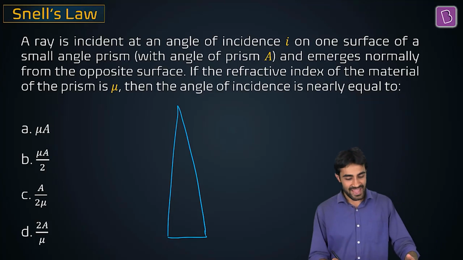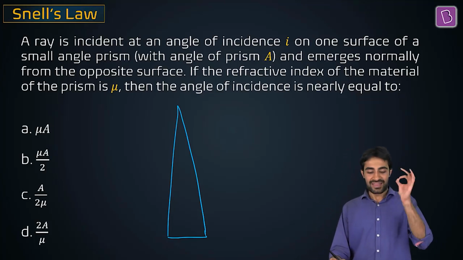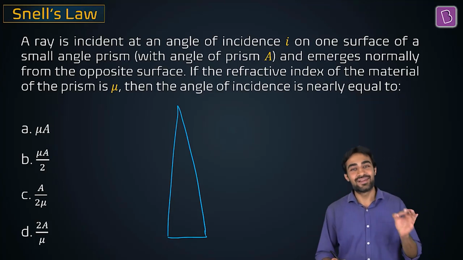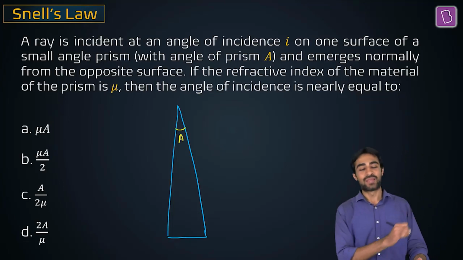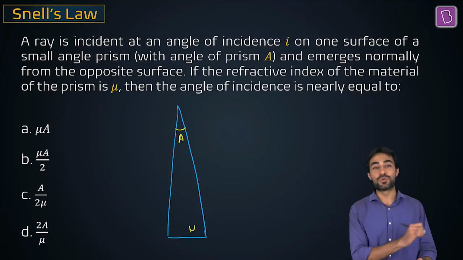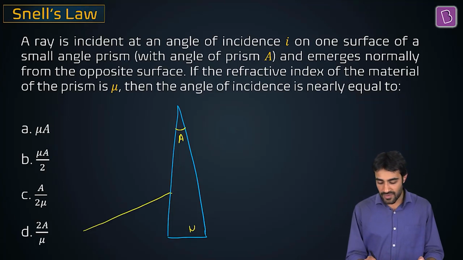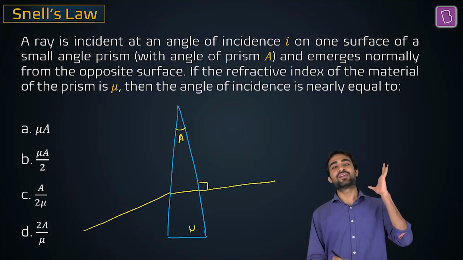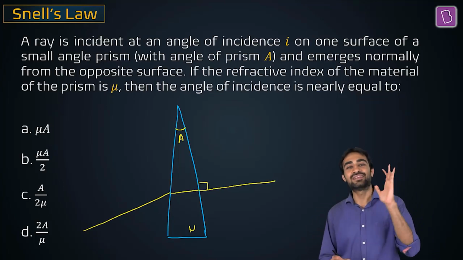That's great. If the refractive index of the material of the prism is mu, then the angle of incidence is nearly equal to what? So what all is given? It is said that the angle of the prism is A and the refractive index of the prism is mu. And when some light is incident, it refracts and goes on the other side, and from the other side it emerges at an angle of 90 degrees with the prism.